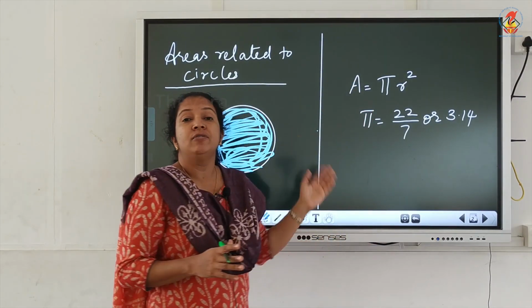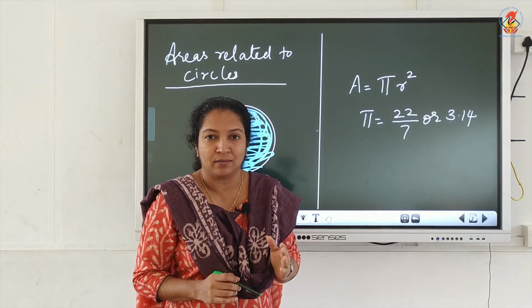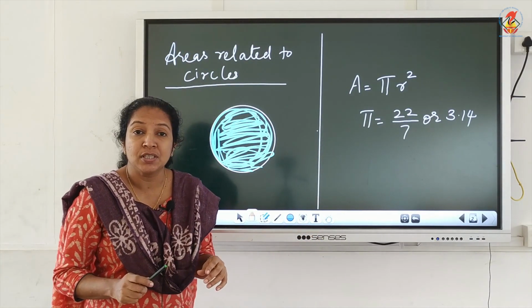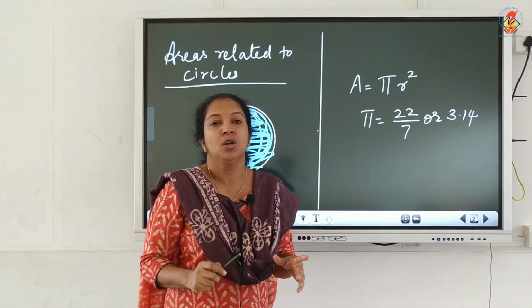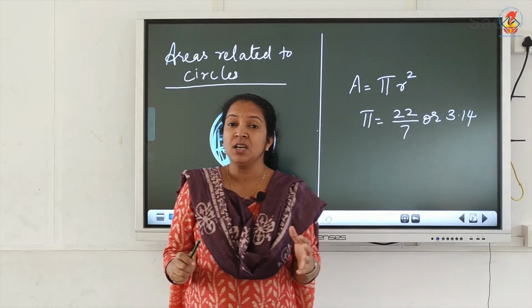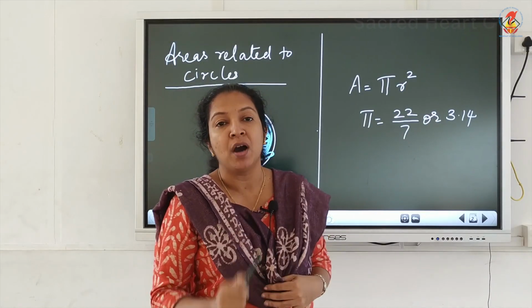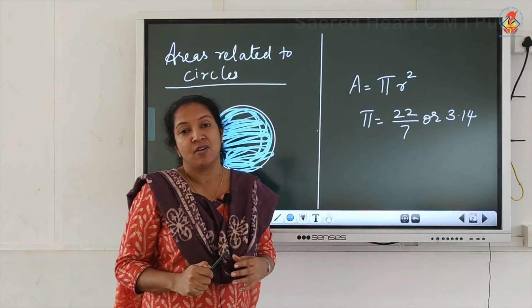So, the formula to find the area of a circle is pi r square. Next is the circumference of the circle. What do you mean by the circumference of the circle? Circumference is actually the perimeter of the circle, or total length of the boundary is known as circumference.